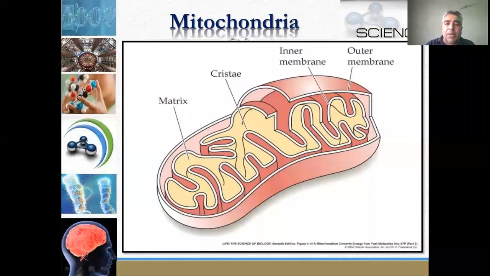And in the matrix of the mitochondria, there is a circular DNA, and ribosomes are also present. 70S ribosomes are also present, due to which they can synthesize some of the required proteins, but not all. So it is a semi-autonomous cell organelle. Mitochondria is a semi-autonomous cell organelle.